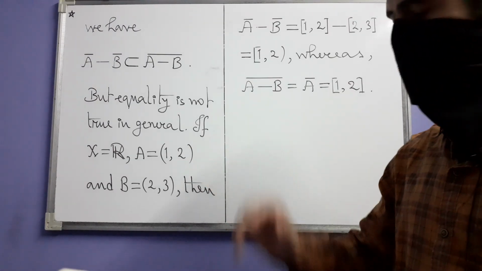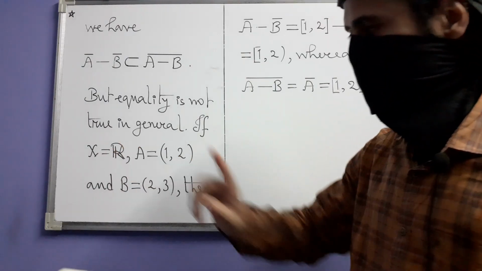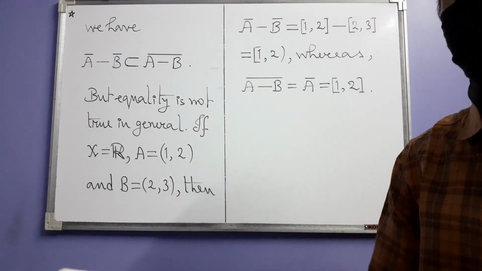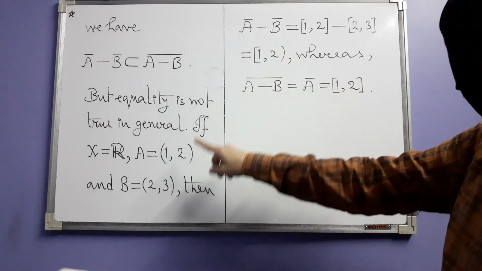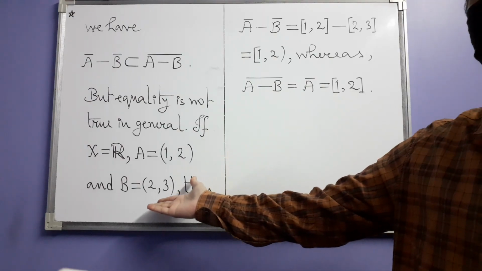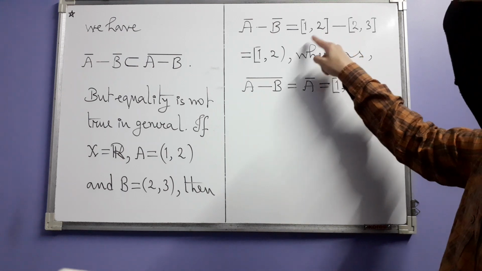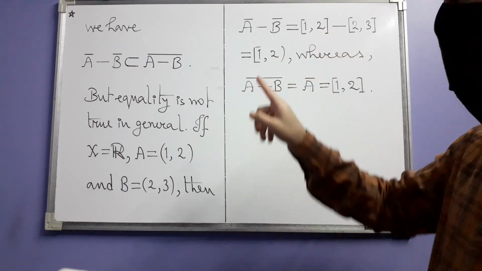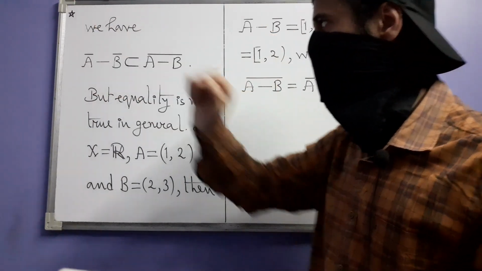We take the same counter example that will work in this case as well. Same space of real numbers. A is the open interval 1, 2 and B is the open interval 2, 3. Then let's calculate this difference. A closure is the closed interval 1, 2 and B closure is the closed interval 2, 3. So if you remove this from this, only the point 2 gets removed. The other points remain. So you get the closed-open interval 1, 2 as this set.